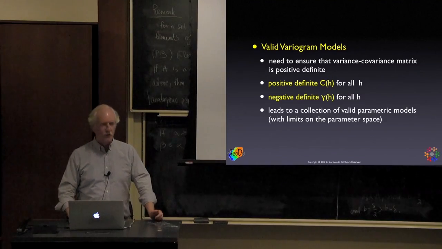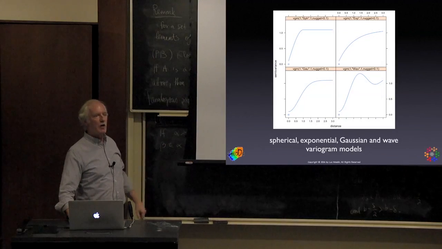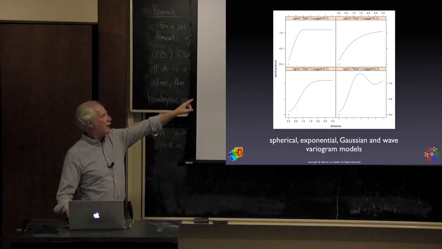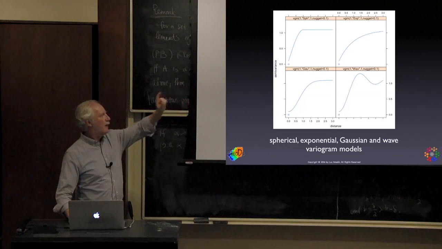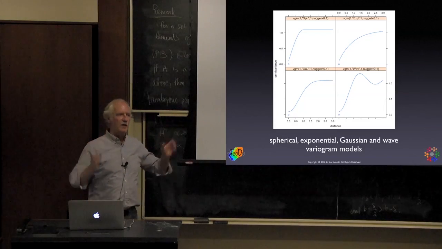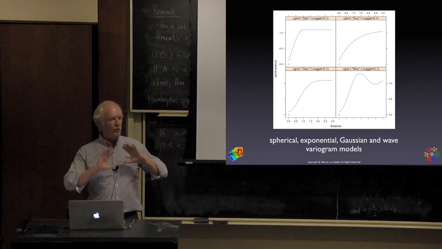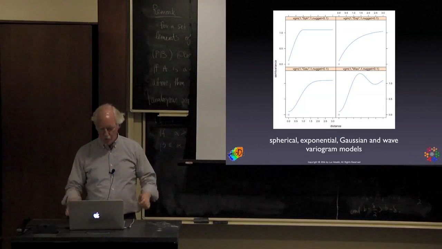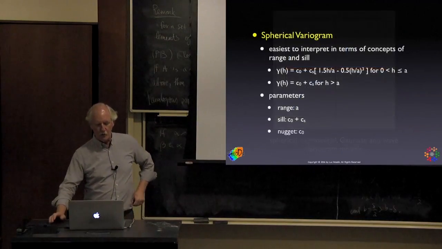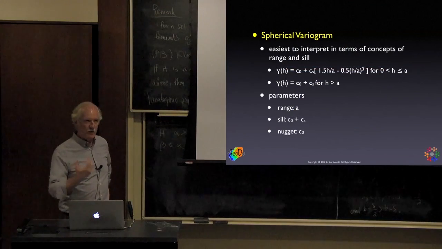So these are some examples of these valid models. The spherical one is the most commonly used one. Exponential, Gaussian, wave form. They can get very fancy and incorporate all kinds of weird shapes with different parameters. I just want you to know this exists. It's out there. We don't have time to talk about it. I do want to show you, to close, the spherical variogram and how all these things tie together.